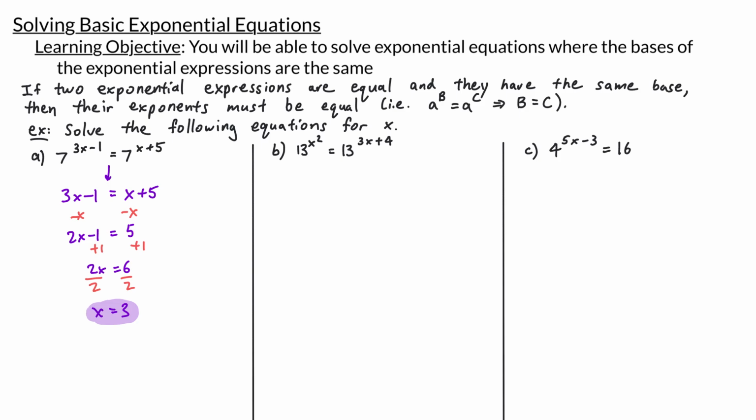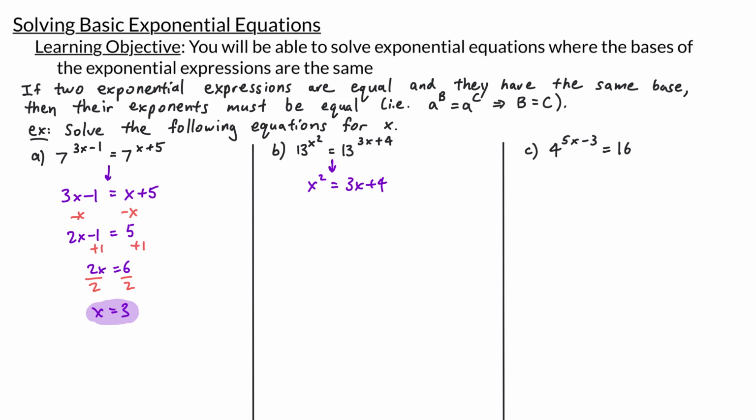In example B, we have the equation 13 to the power of x squared is equal to 13 to the power of 3x plus 4. Once again, our exponential expression on the left-hand side is equal to the exponential expression on the right-hand side, and they have the same base. They're both base 13. So when this is the case, it tells us that their exponents must be equal to each other. So we can set the exponents x squared equal to 3x plus 4. Basically, we're transforming an exponential equation into an algebraic equation, and we know how to solve this algebraic equation.